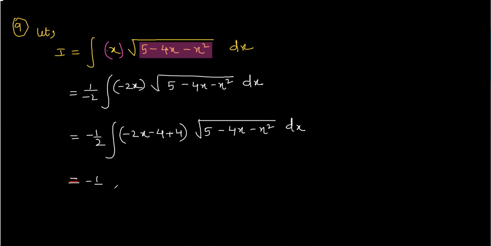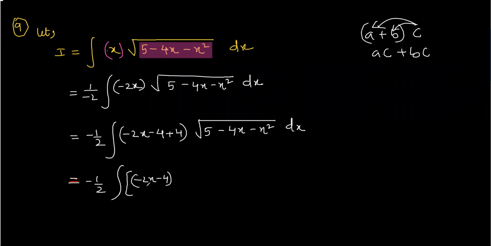minus 1 upon 2, and just as we have a plus b and outside c, how do we write it? Don't we write ac plus bc, multiplying c with a and c with b? The same thing we are going to do. So see, this minus 2x minus 4 I write in a bracket, and plus 4 is another term, and outside I have the square root of 5 minus 4x minus x square dx.